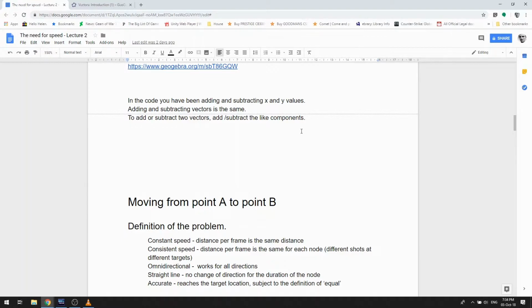And this is adding and subtracting vectors. This is how it is done. So to add or subtract two vectors, you have to add or subtract the like components. And this will scale up when we get into 3D. At the moment, we're just doing x and y. When we do 3D, we'll be doing x and y and z. The vectors will have 3 components, and we'll have to act on each of the 3 components.